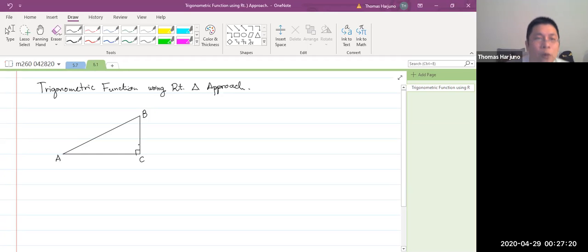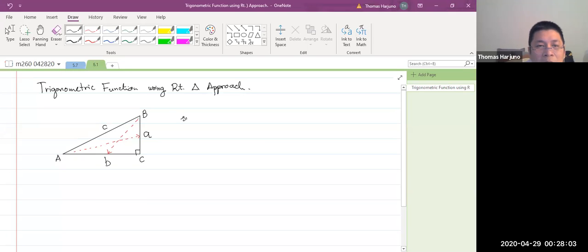Now, the convention for the name, the way we name a side is the lowercase of the angle opposite to it. So this side here is opposite of angle A. So we name this lowercase a. This side here is opposite of angle B. So we name this side b. Now, likewise, because this side here is opposite of angle C, we call that lowercase c.